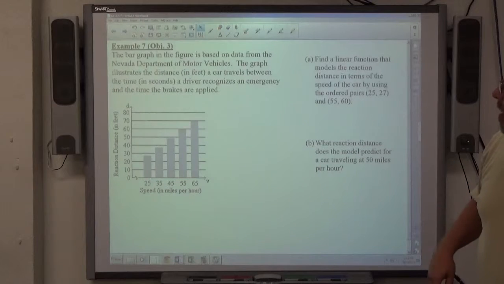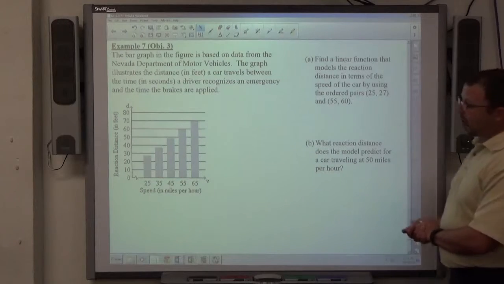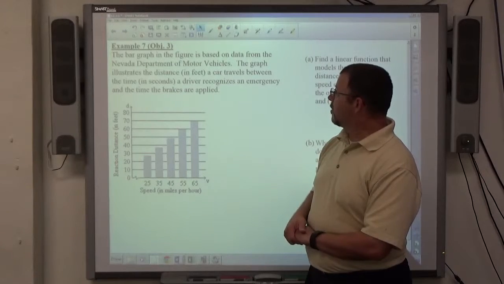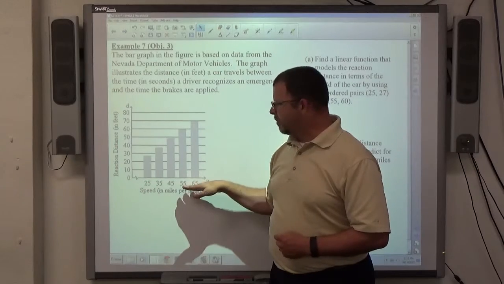All right, on example 7, the bar graph from the figure is based on data from the Nevada Department of Motor Vehicles. The graph illustrates the distance in feet a car travels between the time in seconds the driver recognizes an emergency and the time the brakes are on. So it says time in seconds, but it's actually based on speed of the car.